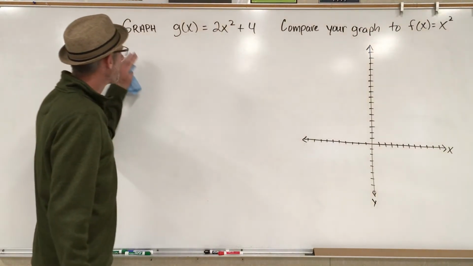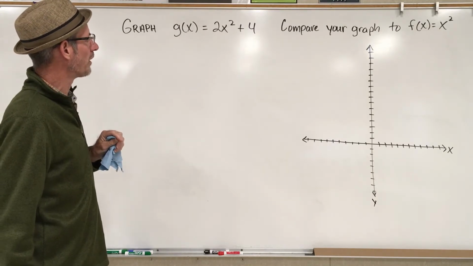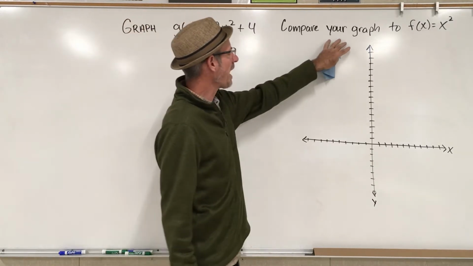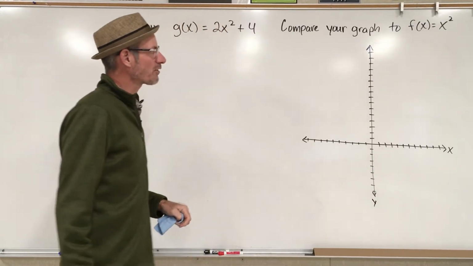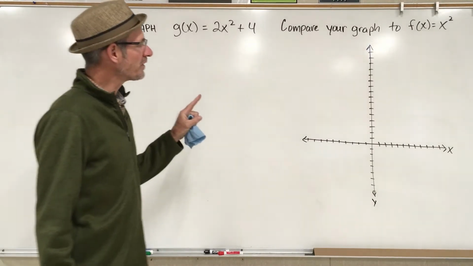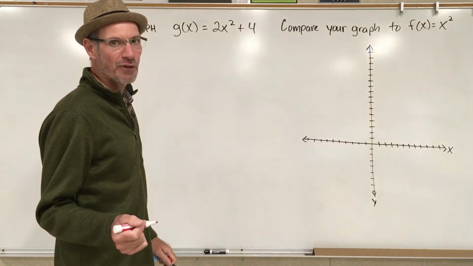So to start with, we're going to graph the function g of x equals 2x squared plus 4. They're also asking us to compare this function to the graph of f of x equals x squared, which we should recognize as the parent function. So the first thing I'm going to do is graph the parent function. This should be automatic for you by now.